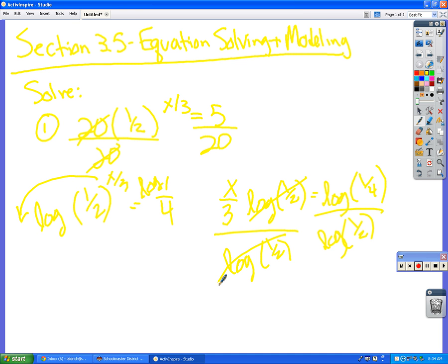What do I do to get rid of the 3? The 3 is dividing, so I need to multiply both sides by 3. So I multiply over here by 3, and I multiply over here by 3. So those cancel. Now you can just type this whole thing into your calculator basically the way it's written right now. Log parentheses 1/4 or 0.25 if you want, divided by log of 0.5, and then take that answer and multiply it by 3, and you get 6. That's the answer.